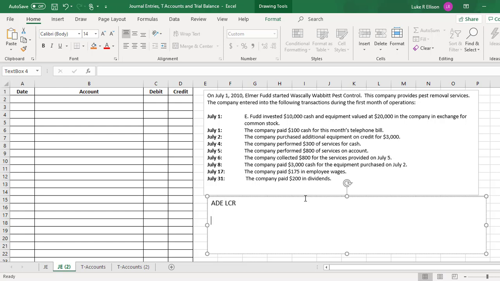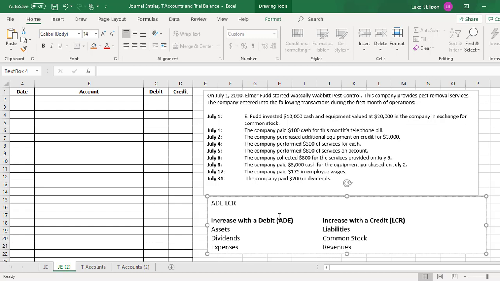So ADE LCR is just a way for you to remember which accounts increase with a debit, that's the ADE, and which accounts increase with a credit, that's the LCR. So first, the accounts that increase with a debit, that's A for assets, D for dividends, and E for expenses. Then we have the accounts that increase with a credit, that's L for liabilities, C for common stock, and R for revenues.